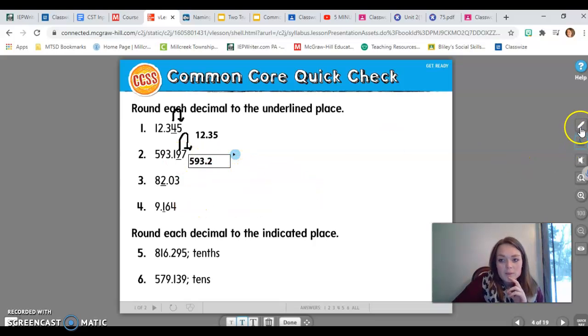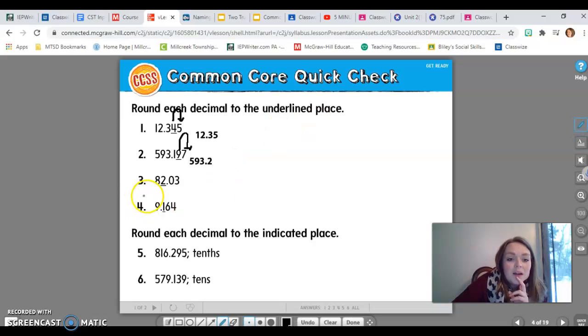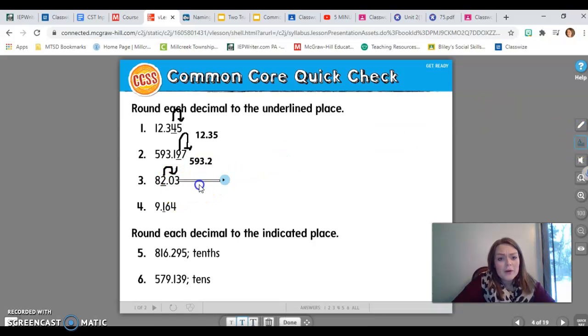Let's try number 3. We have 82 decimal 0 300ths. So we have the 2 underlined, so we'll be rounding to the nearest 1's place value. And we're going to be looking at the next place value to the right, which is a 0. Okay. So if I have a 0, that means we are dropping it off. So if we drop it off, we're just going to have 82. That's it.